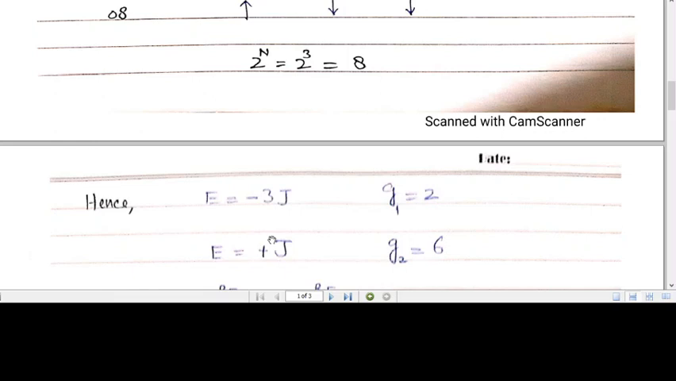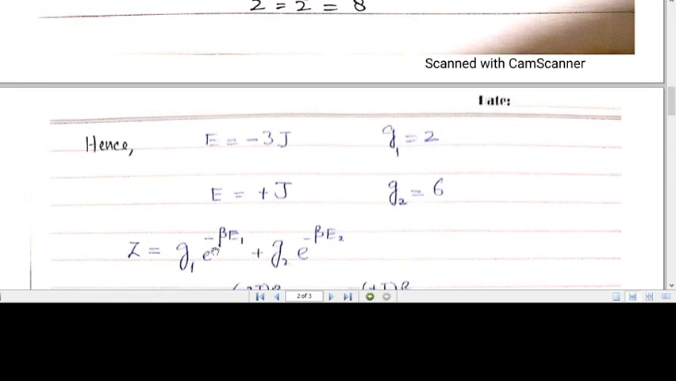So now that we have found the energy eigenvalues, we are in a position to find the partition function, which is the sum over all possible microstates of the system. In this case, Z will be equal to g1 exponential of minus beta E1 plus g2 exponential of minus beta E2, where beta is equal to 1 over kBT.